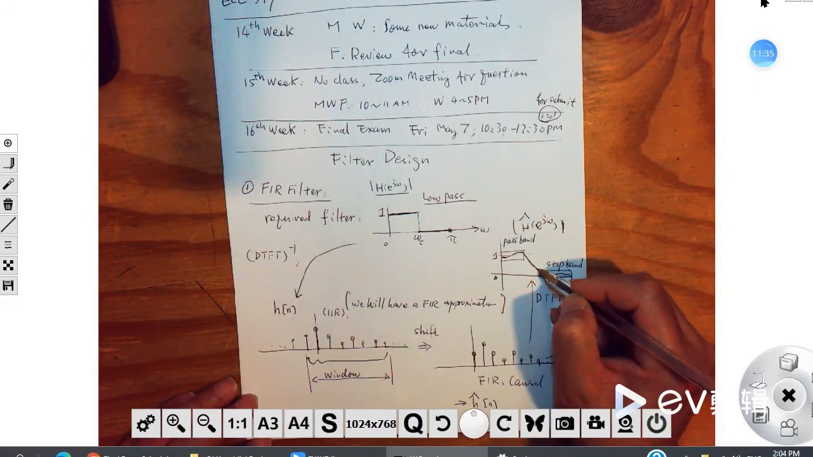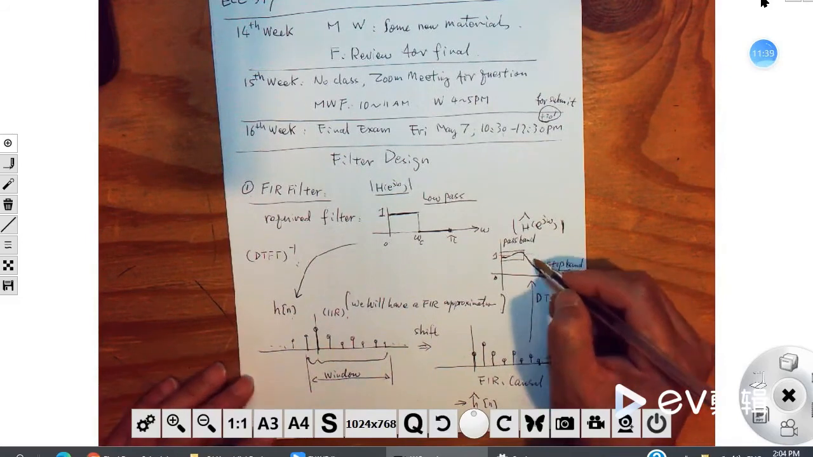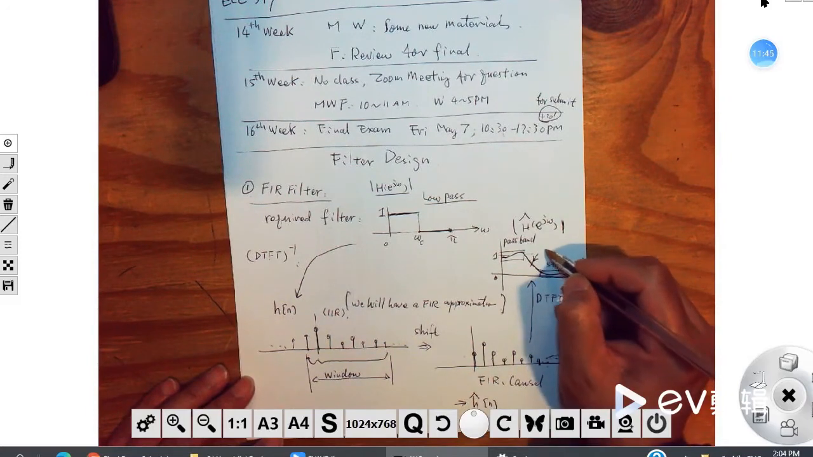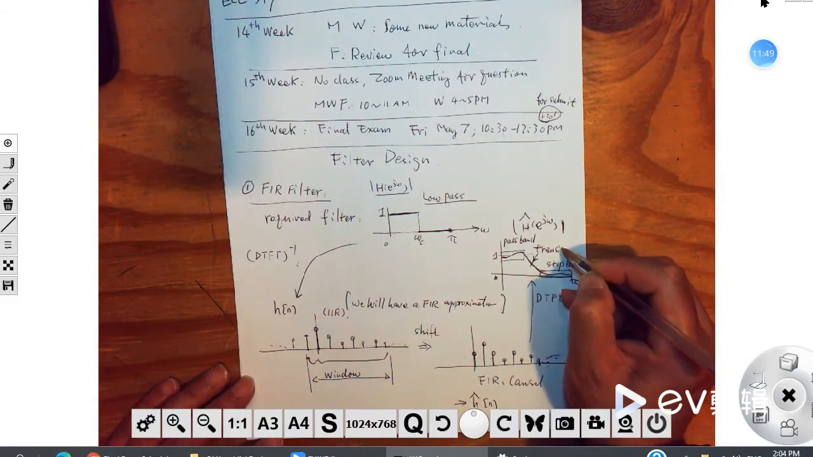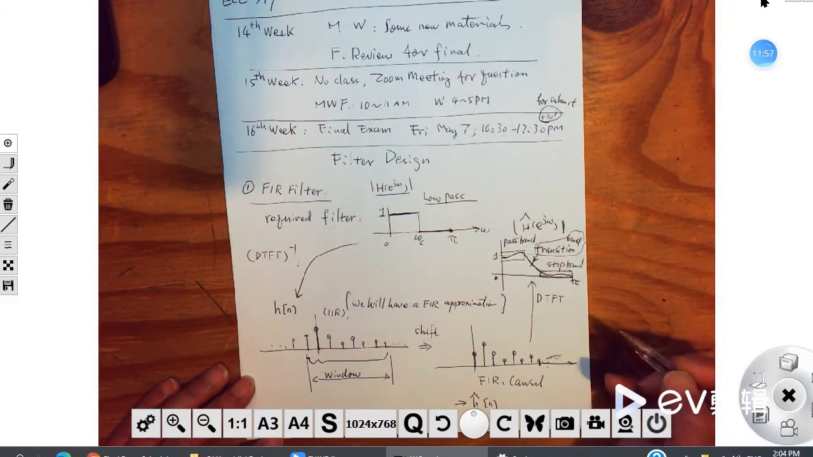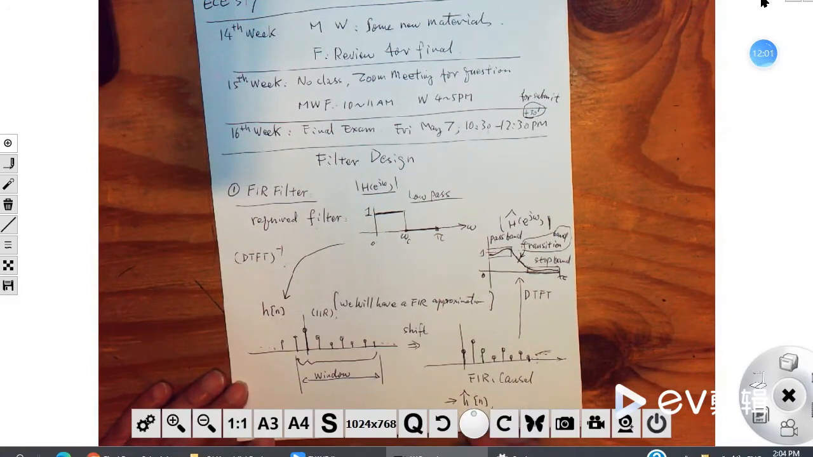And then we have this part between these two. It is neither passband nor stopband. It passes some, but does not really stop, so not really pass either. We call this the transition band. Okay, so by this way, you will have H hat.